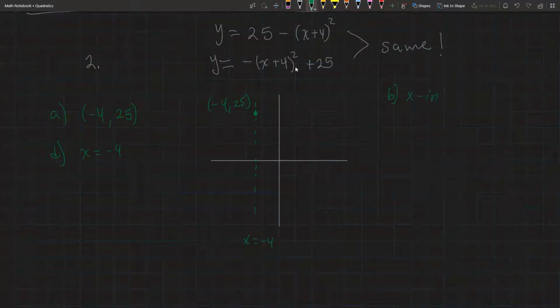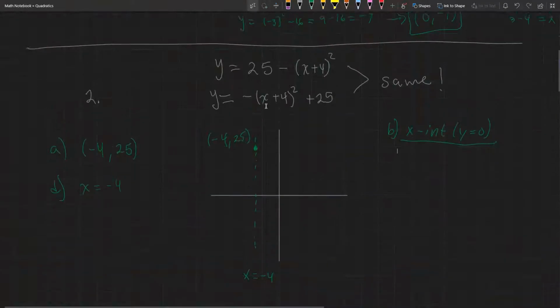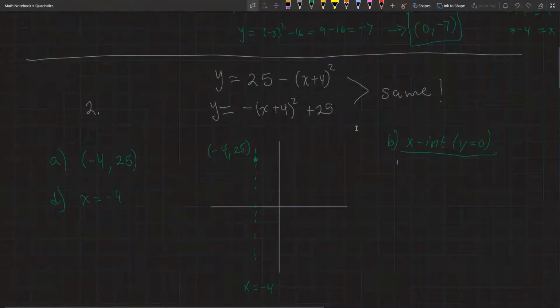X-intercepts, what do we know about all the x-intercepts? That their y value is 0. And again, like I said before, I'm going to skip some steps now. I'm going to immediately replace this y with 0. I like this equation above better. So let's say that 0 equals 25 minus something squared.